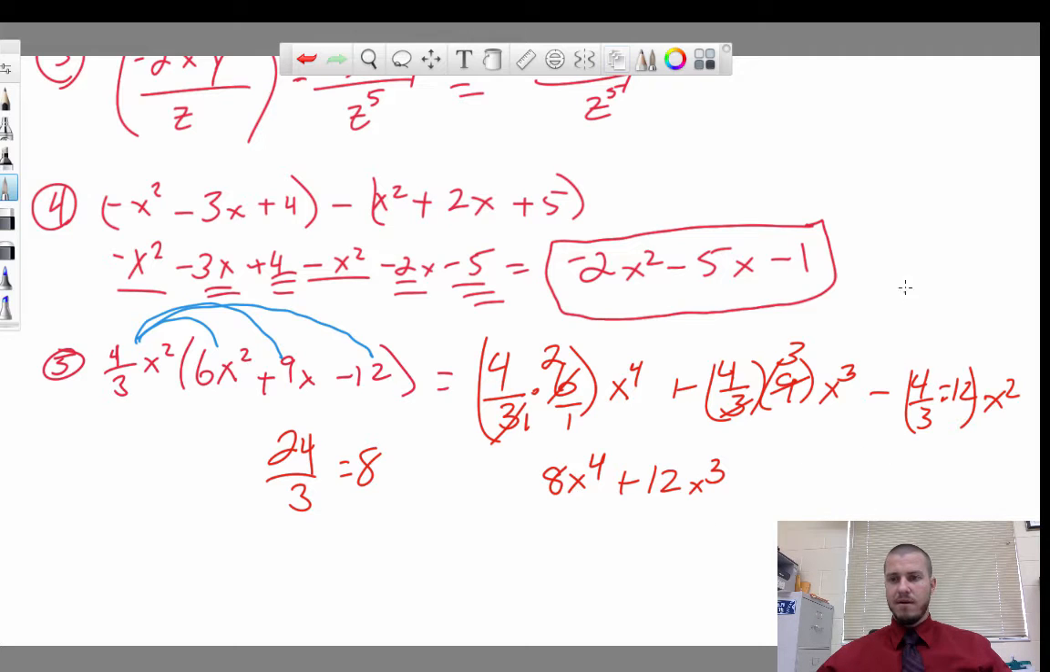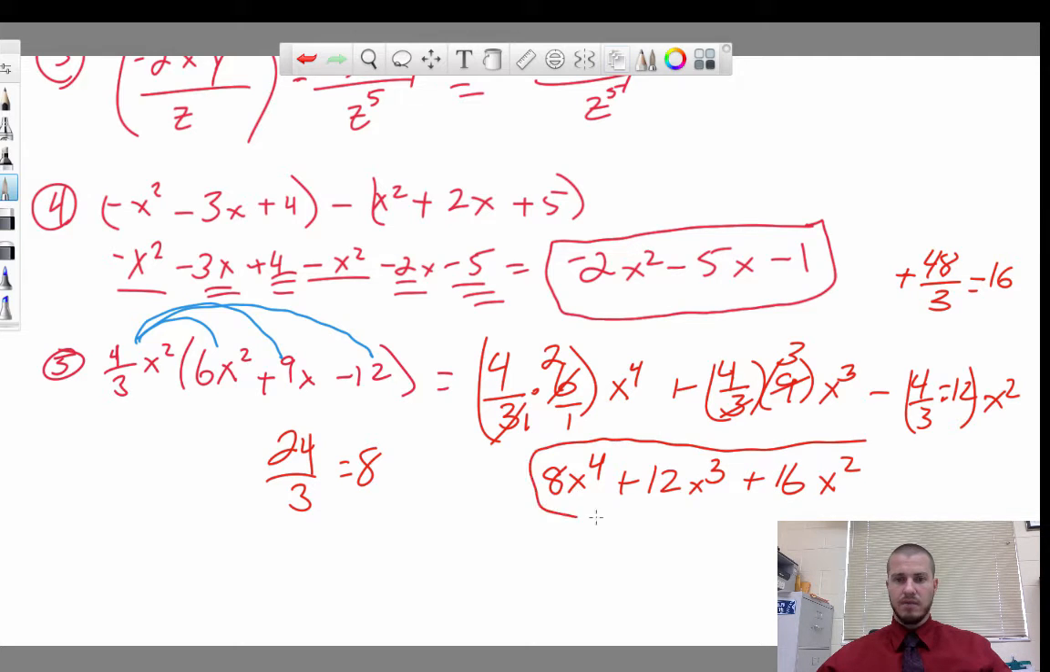And I'll do this one the other way. So I have negative times negative is positive. 48 divided by 3, which becomes 16. So that's plus 16x squared. And that's the simplified form.